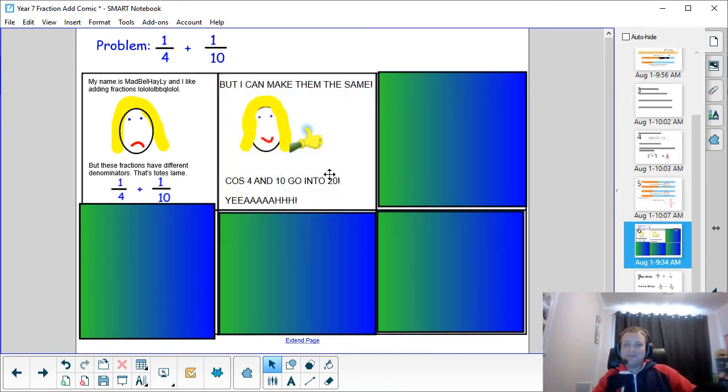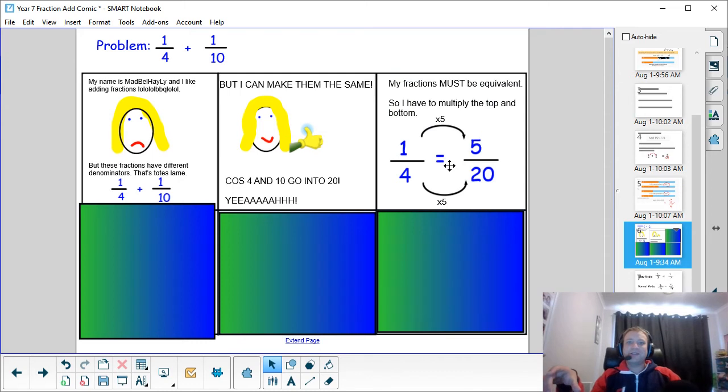So then we explain what we're going to be doing, right? Since we can't add a quarter and a tenth, we can make these fractions the same as each other. What you've been taught is maybe you could times 4 and 10 to make 40. What our character is doing is turning the 4 and the 10 into 20, because 4 goes into 20 and 10 goes into 20 as well. Now our character's happy. We're explaining that we're giving our fractions the same denominator as each other.